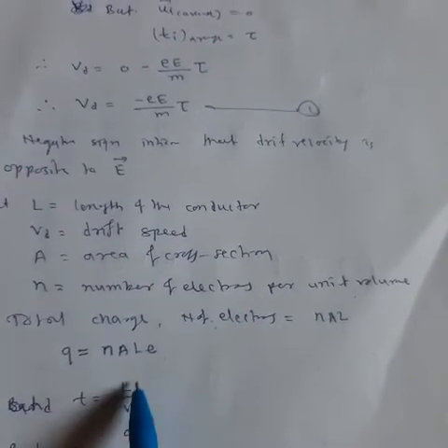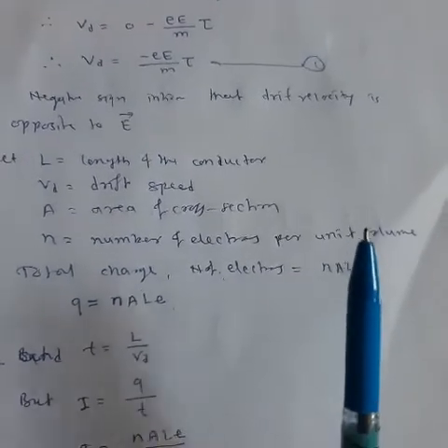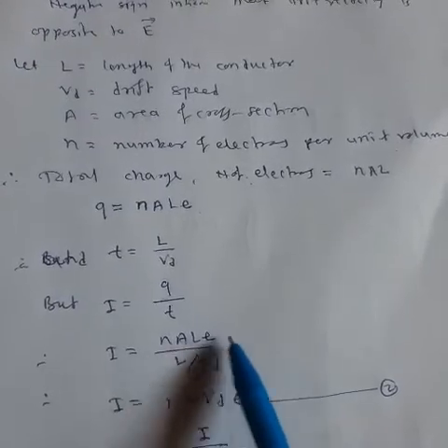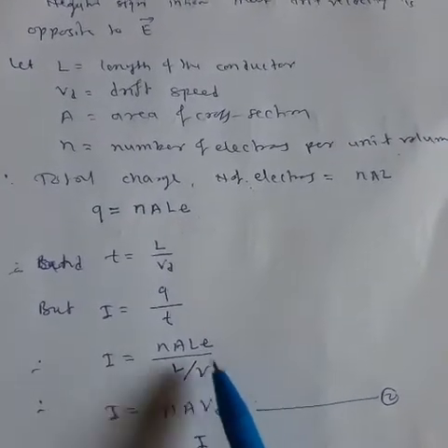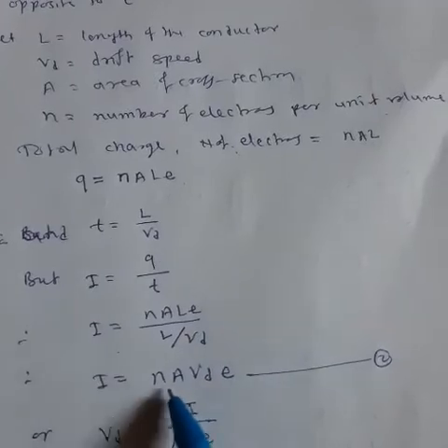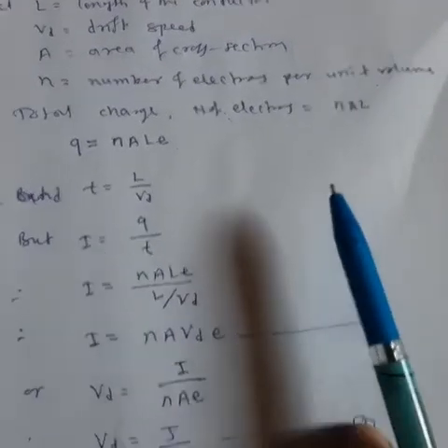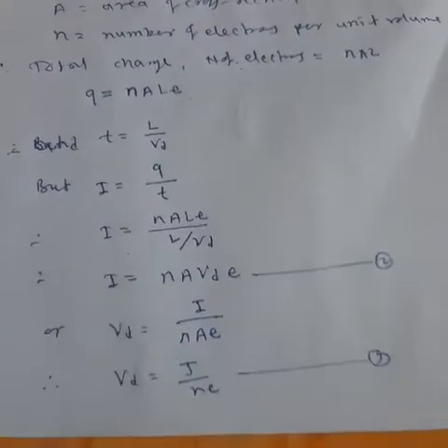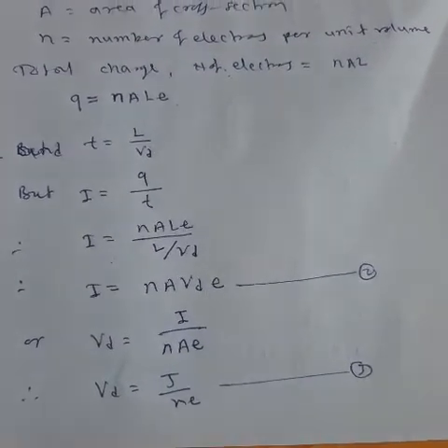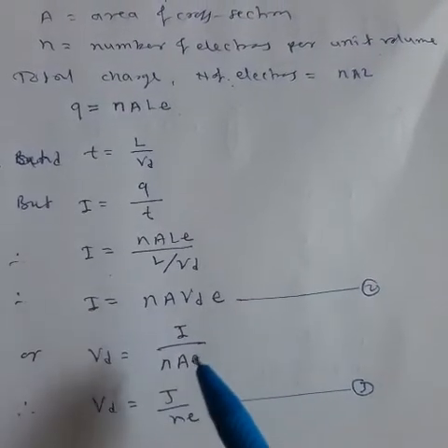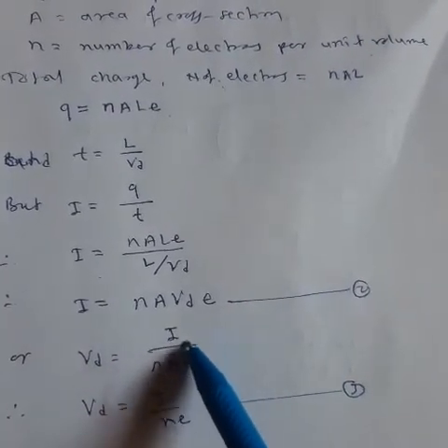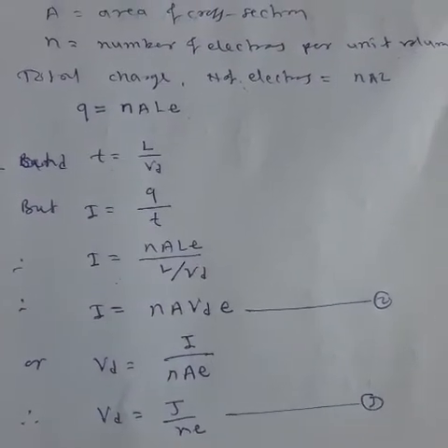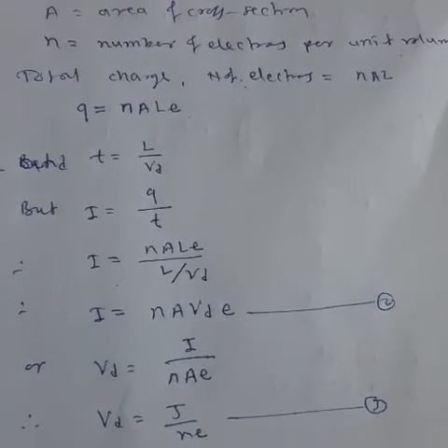We know that time is equal to distance divided by velocity vd. But I is equal to Q divided by t. Therefore, we can write I is equal to nALe divided by L into vd. L and L will get cancelled. I is equal to nAvd into e. Therefore, vd is equal to I divided by nAe, or vd is equal to J divided by ne, because J is the current density. Current density means I divided by A. These are the expressions for drift velocity or drift speed.